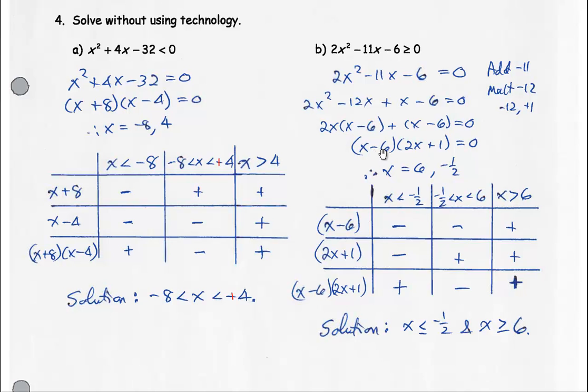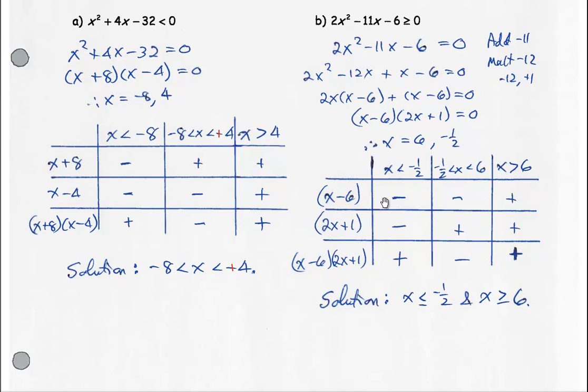And so if we set each of these to 0, x would equal 6, and then negative a half from that one. So that breaks this number line down into numbers below negative a half, and then between negative a half and the 6, and then above 6. So that's the three intervals. So let's check numbers below negative a half, like negative 1.